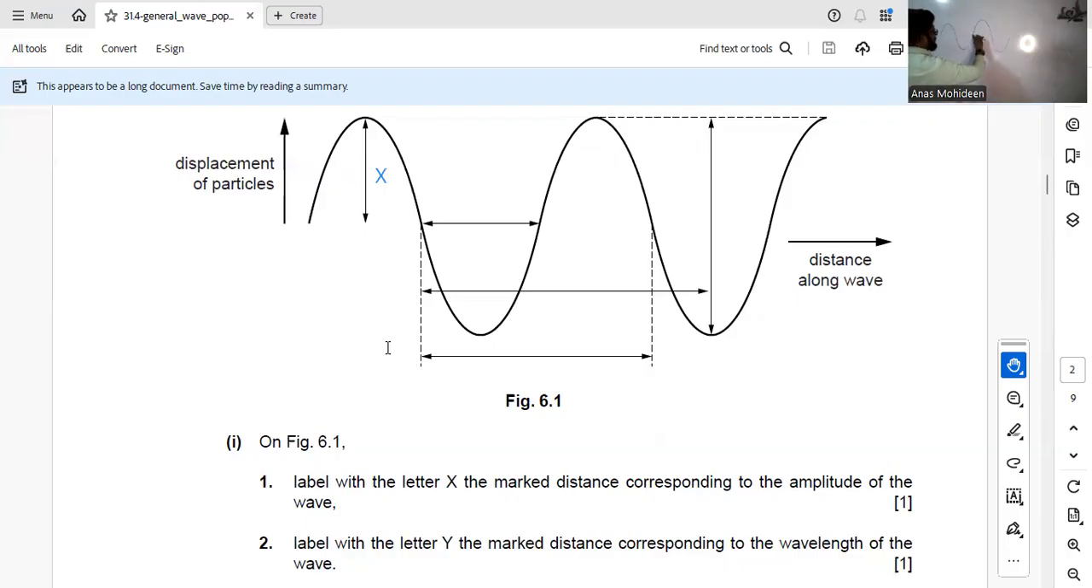Or else you can take it between the two consecutive crests. There is also wavelength, two consecutive troughs, also the wavelength. So next to each other, two particles here is also the wavelength. So wavelengths could be given in three different ways. So the question asks you to label it according to the diagrams given.